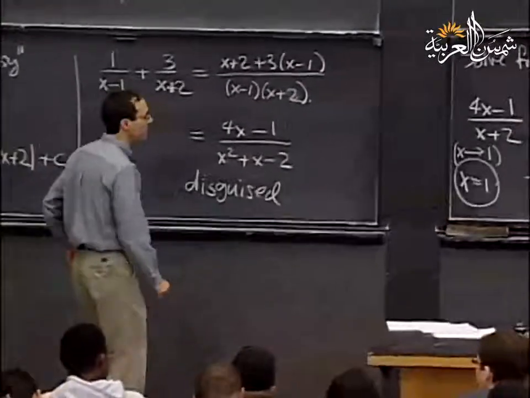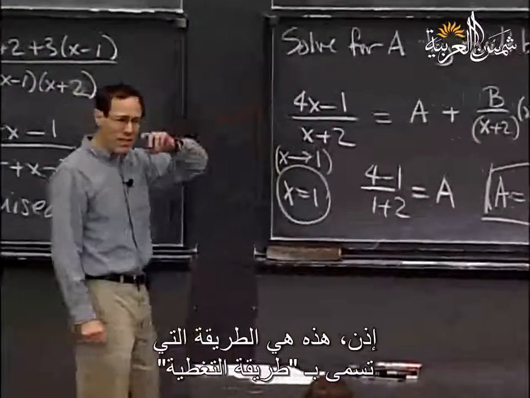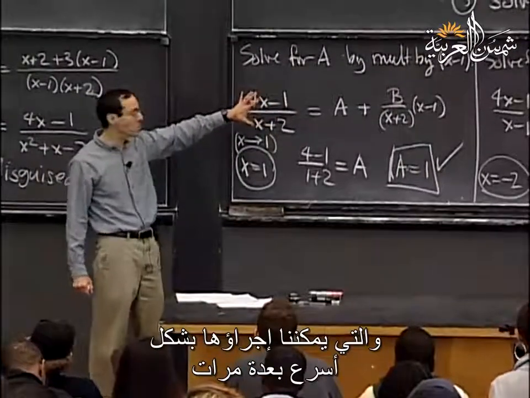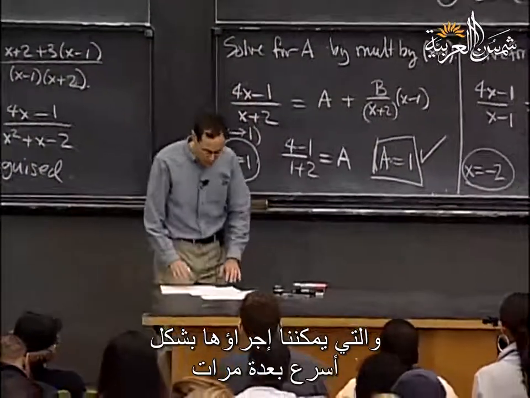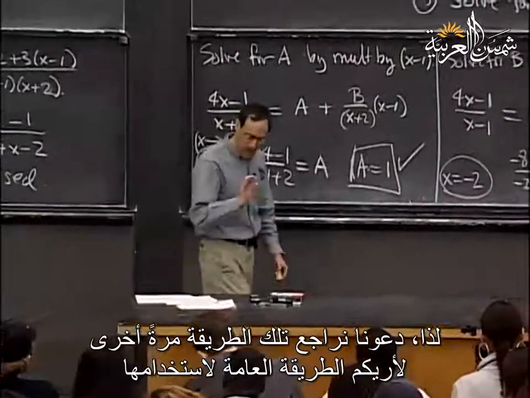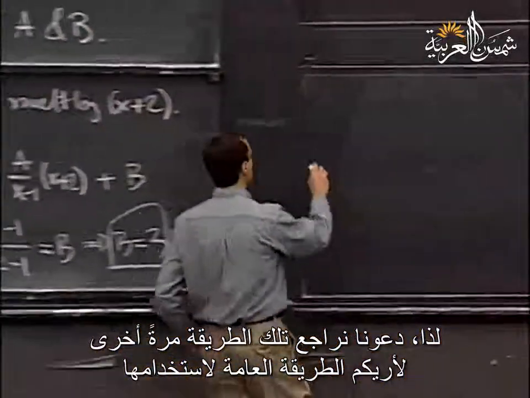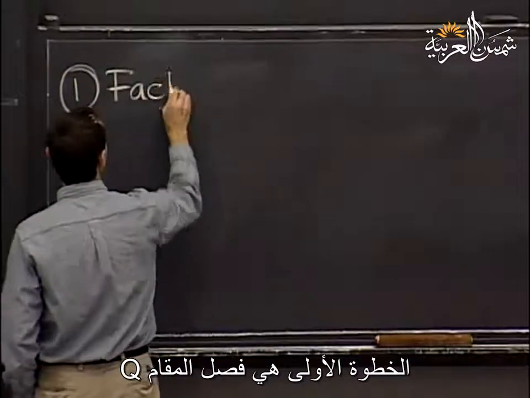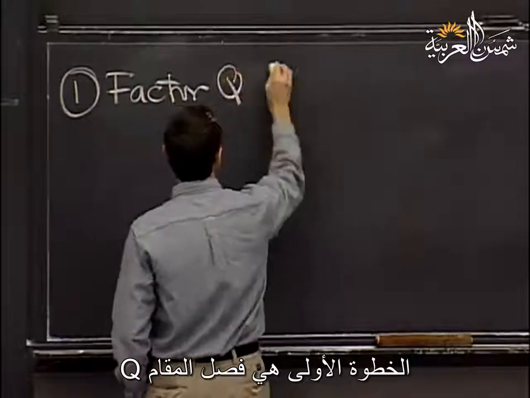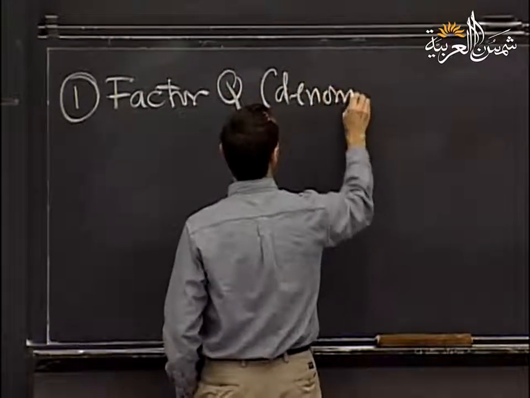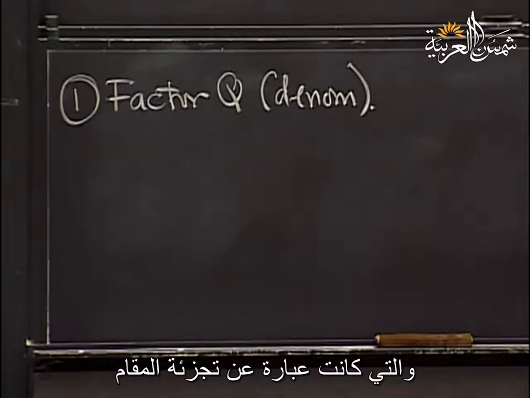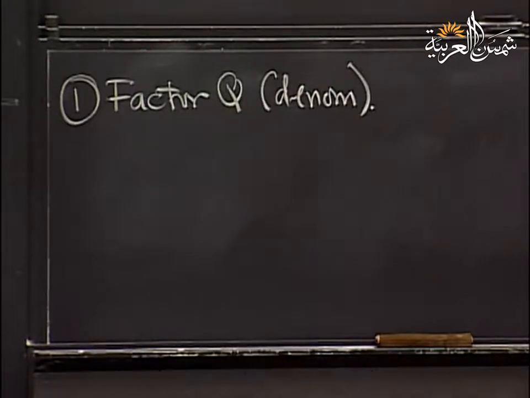All right, now, this is the method which is called cover-up, but it's really carried out much, much faster than this. So I'm going to review the method, and I'm going to show you what it is in general. So the first step is to factor the denominator, q. That's what I labeled 1 over there. That was the factorization of the denominator up top.